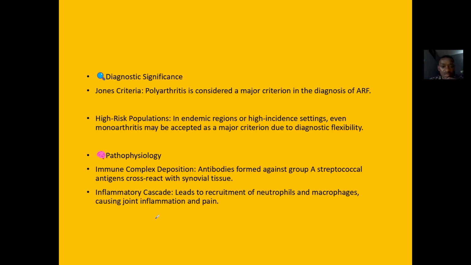So polyarthritis is basically a major criteria. The pathophysiology is immune complex deposition. Antibodies formed against the group A streptococcus are the ones cross-reacting with the synovial tissue, leading to what? Inflammation in the joint.